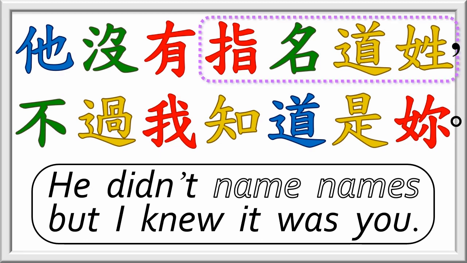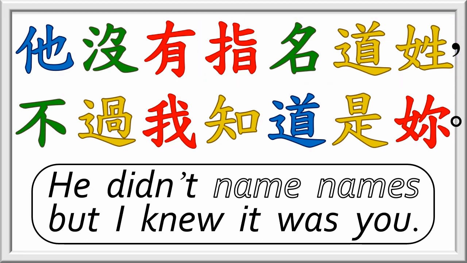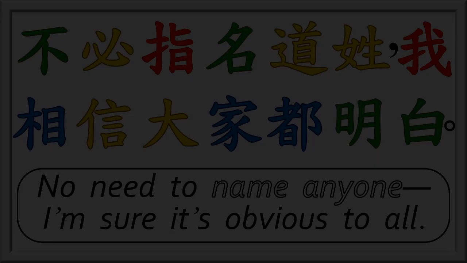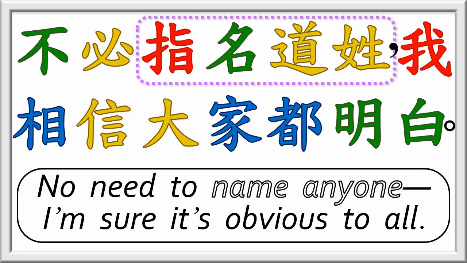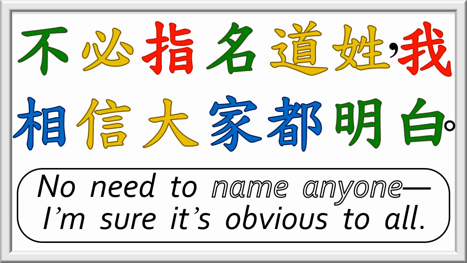And finally, another common four-character idiom. 指名道姓, literally, point to the given name and say the surname. In English, we say to name names. 他没有指名道姓，不过我知道是你。He didn't name names, but I knew he meant you. 不必指名道姓，我相信大家都明白。No need to name anyone. I'm sure it's quite obvious to all.